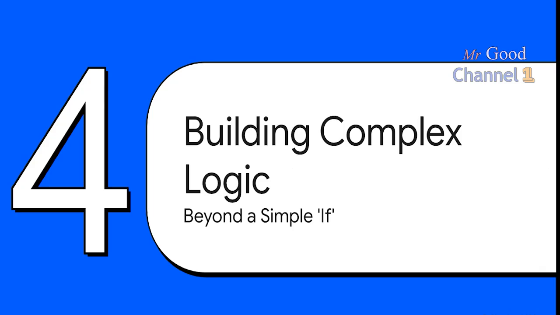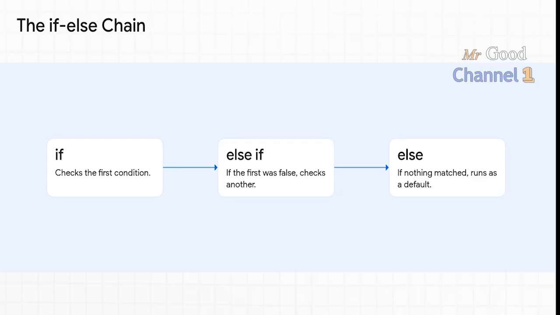Okay, so we've got our basic if statement down, and we know how to compare things properly using strict equality. But real life is rarely just a single yes or no question, right? So let's look at how we can start to build more complex, branching paths for our code to follow. This is the classic if-else chain. Think of it like a waterfall. The code starts at the top and checks the first if condition. If it's true, it runs that code and then it's done. It skips the rest of the chain completely.